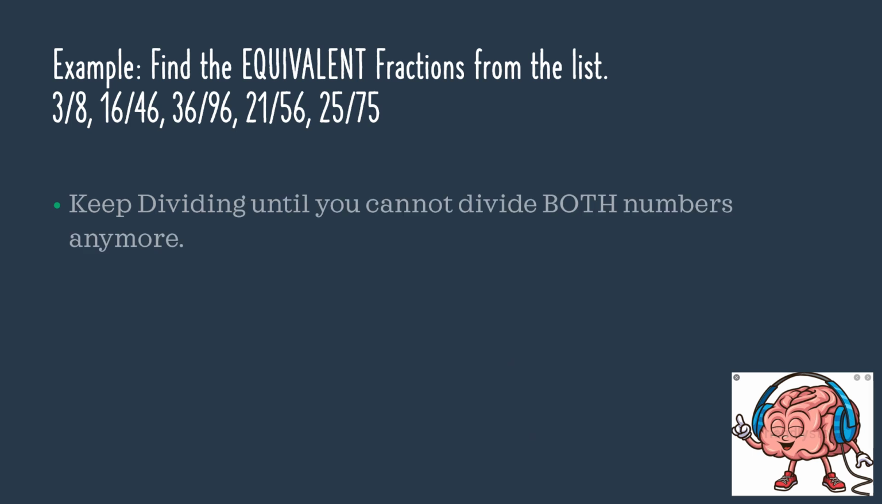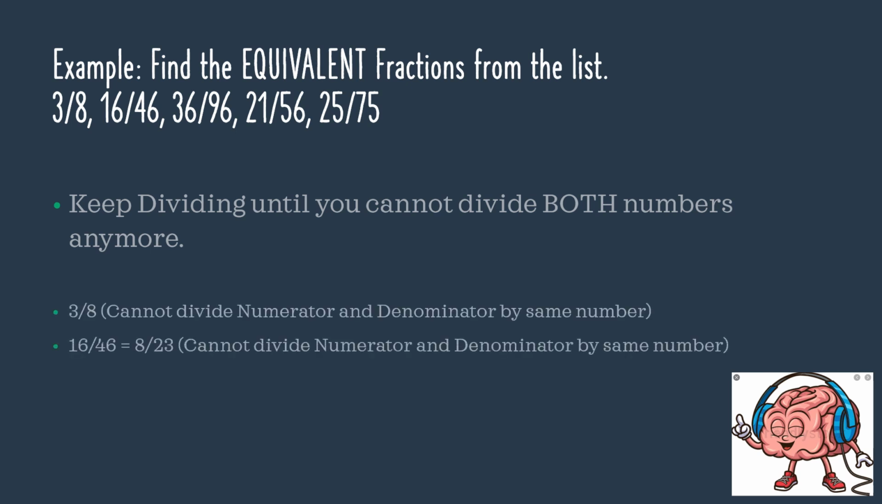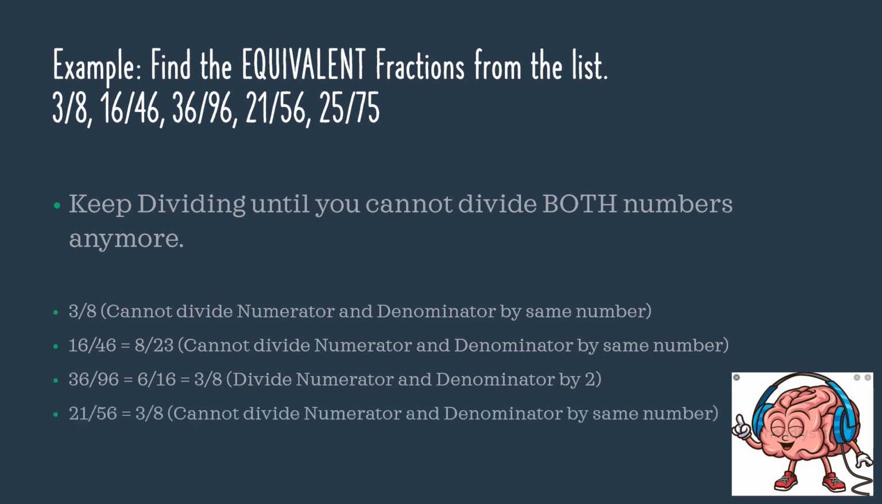So now we will keep on dividing until we cannot divide both numbers anymore by the same number. 3 by 8 we cannot divide. 16 by 46 has become 8 by 23. We cannot divide 8 and 23 anymore by the same number. 36 by 96 became 6 by 16. We can divide both 6 and 16 by 2. So it becomes 3 by 8. 21 by 56 is 3 by 8. We cannot divide it anymore. 25 by 75 becomes 5 by 15. We can divide it again by 5 and it becomes 1 by 3.